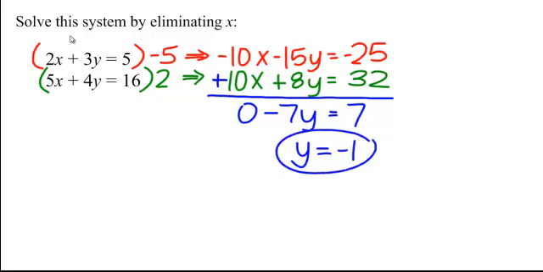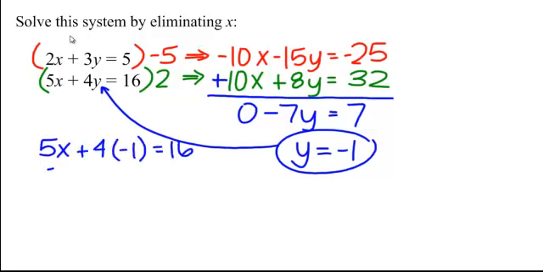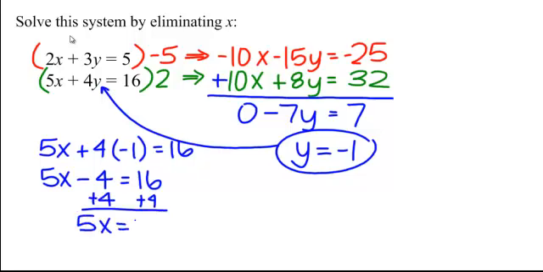And remember, we need 2 parts. We only have 1. So I need to take this negative 1 and substitute it into either equation. Doesn't matter which one. If I plug it into that second one, I end up with 5x minus 4 has to equal 16. So add 4 to both sides. We get 5x has to equal 20. And then if we divide both sides by 5, we get x as 4. So there's our point. x is 4, y is negative 1.